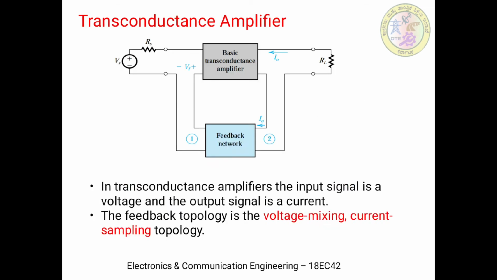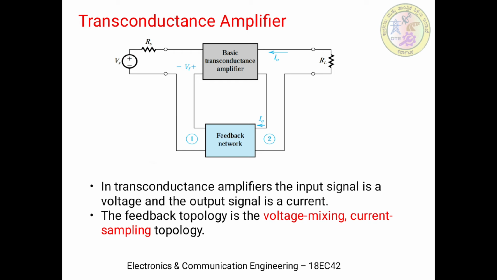Similarly, we have another topology, that is the transconductance amplifier. In the transconductance amplifier, just observe the block diagram. Now we can identify that both at the input and output there is a series connection only.